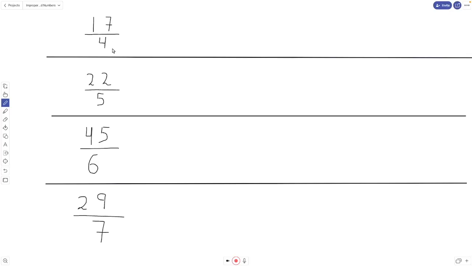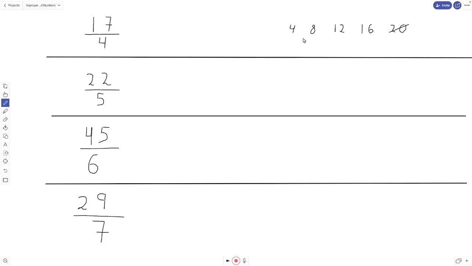Now our first step is to ask ourselves, how many times does the denominator go into the numerator without going over the numerator? So, in other words, we're going to count by 4s without going over 17. So, let's do that now. We have 4, 8, 12, and then 16, okay, and then we have 20. But whoa, 20 is bigger than 17, so we can't have that. So, we're not going to count the 20.